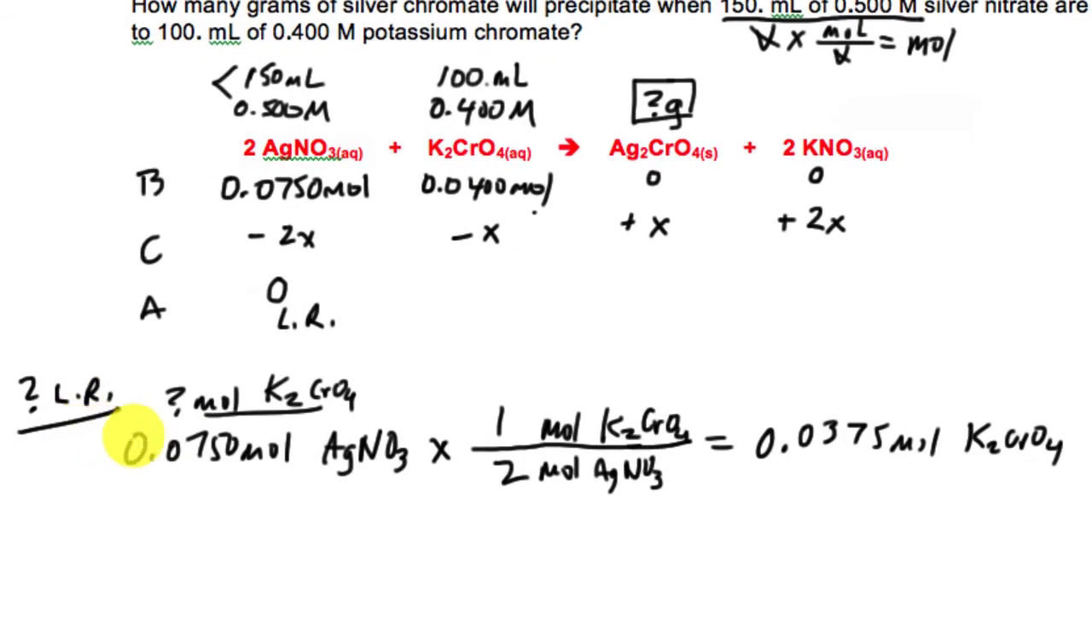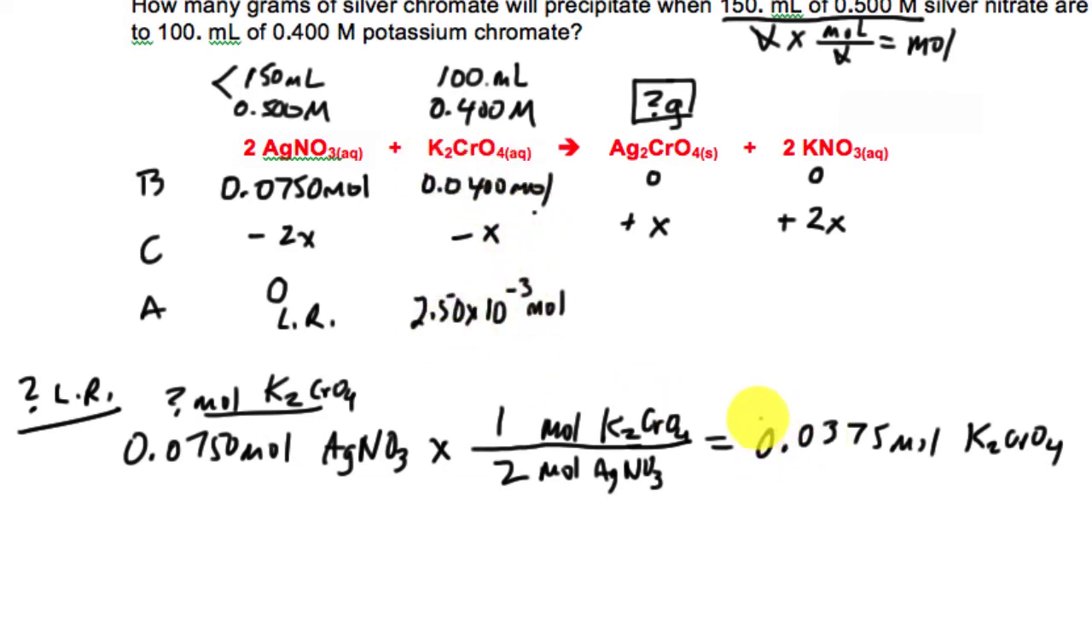Okay, so where I left off is I had the limiting reactant, and what I found was that this is the amount of potassium chromate that I had to use in the reaction. So if this is the amount that's used to react with all of my limiting reactant, the silver nitrate, I can quickly figure out how much is left over. If I do the calculation, 0.0400 moles, and I subtract out the 0.0375, that's going to leave me with essentially 2.50 times 10 to the minus third moles of potassium chromate.